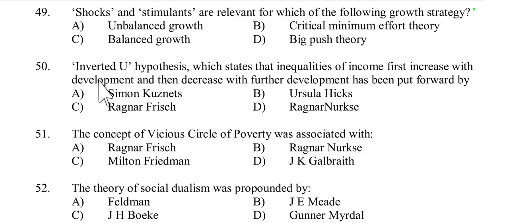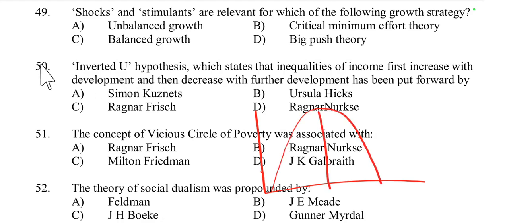Then question number 50. Inverted U hypothesis. This is called the inverted U hypothesis, which states that inequality of income first increases with development, and then decreases with further development. At the peak point inequality is highest, then after further development it decreases again. This has been put forward by Simon Kuznets. So option A, Simon Kuznets' inverted U hypothesis.